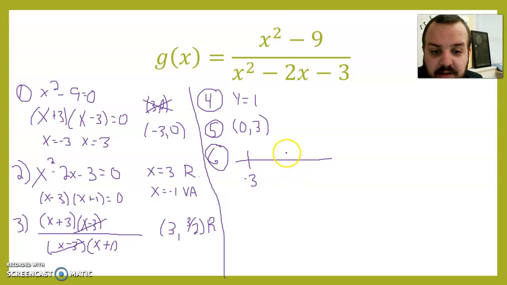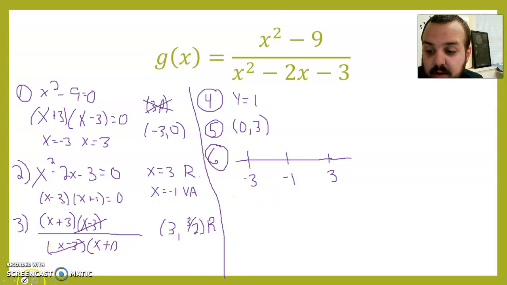I have a vertical asymptote at negative 1, and then I have a removable discontinuity at 3. At any of those places, we could switch from positive to negative or vice versa, so we have to check.